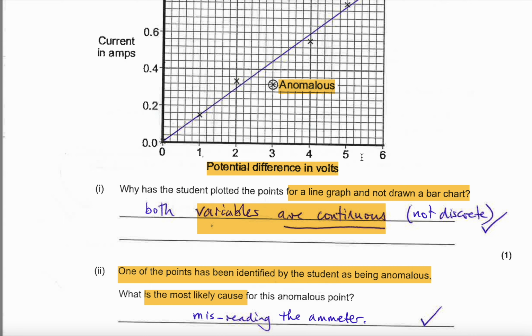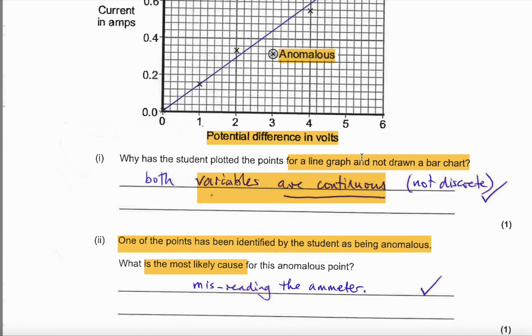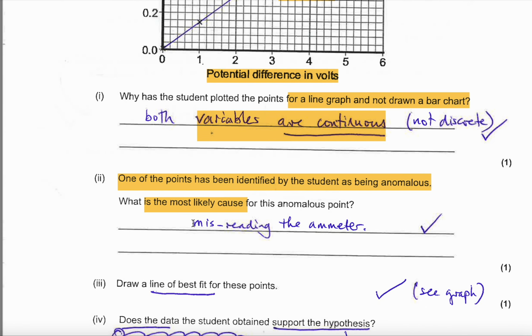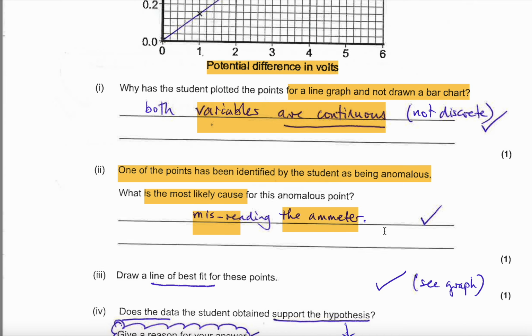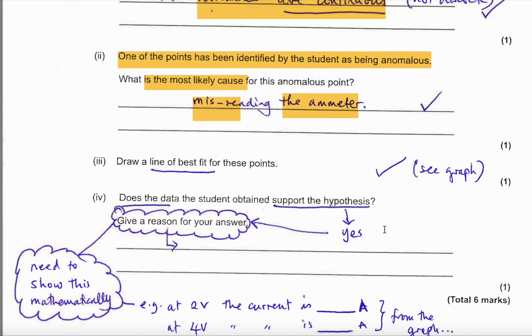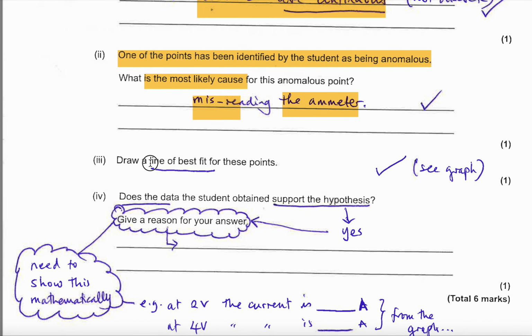So it's unlikely going to be an error in the reading of the voltage. So the most likely error will be that you've misread the ammeter. Okay, that will be the most likely thing, the misreading of the ammeter. Okay, my highlighter pen doesn't want to go across all of my handwritten text, but that's the point I wanted to make. And then it says draw a line of best fit.